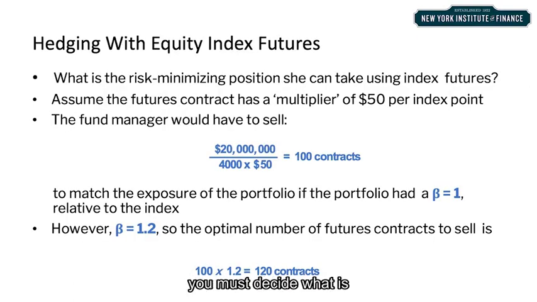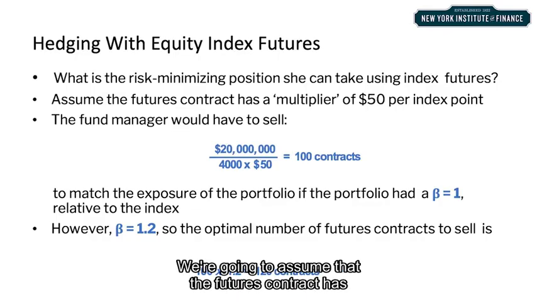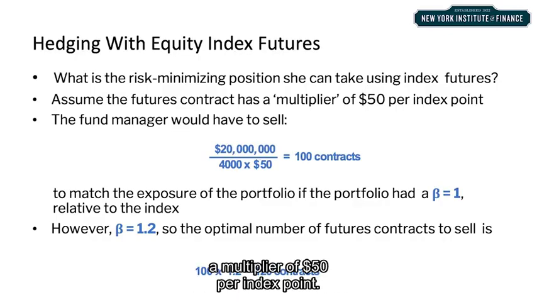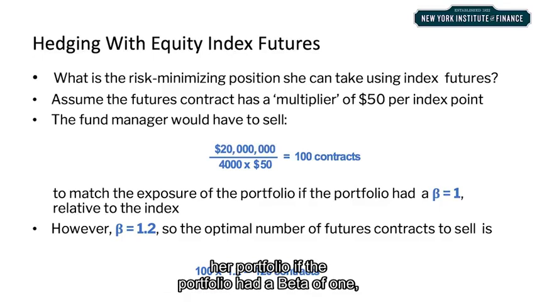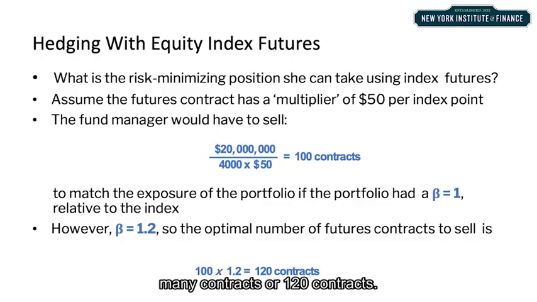Now, as a risk manager, you must decide what is the risk minimizing hedge position that she would need to take using index futures. We're going to assume that the futures contract has a multiplier of $50 per index point. So this means that the hedge fund manager would need to sell $20 million, which is the value of her portfolio, divided by the index times the multiplier, which gives you a hedge of 100 contracts. This would match the exposure of her portfolio if the portfolio had a beta of 1, but the portfolio has a beta of 1.2. So she would need to sell 1.2 times as many contracts, or 120 contracts.